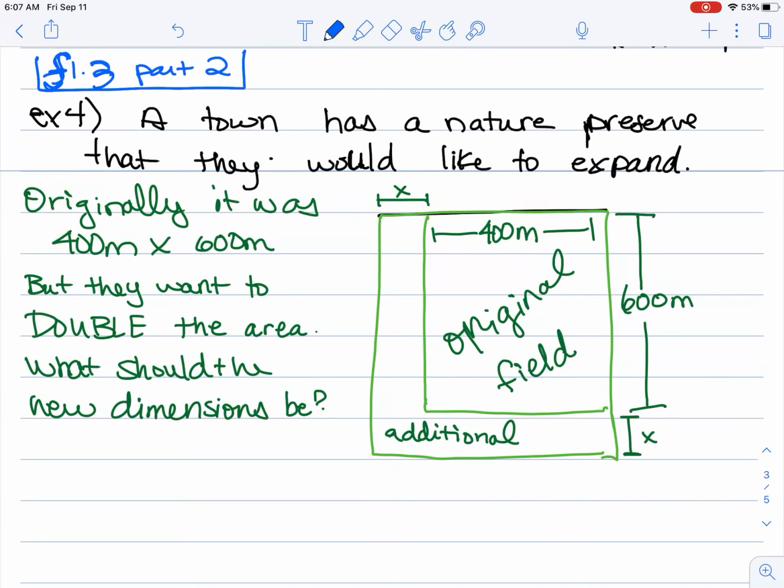Okay, we're back and we're going to finish up section 3. We're talking about factoring quadratics and solving. Okay, so here is part 2. So we've got this next example.